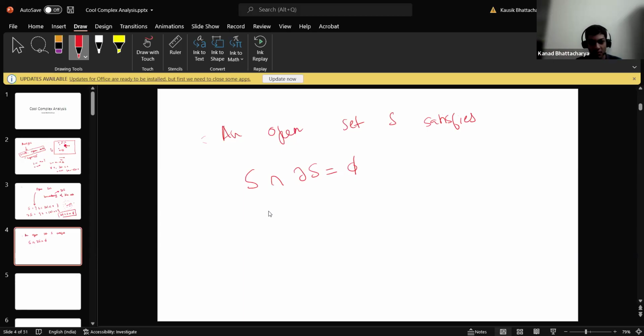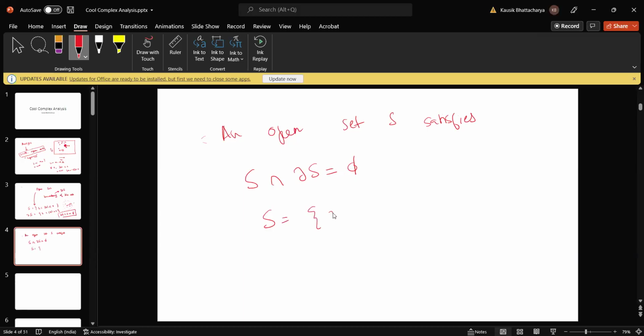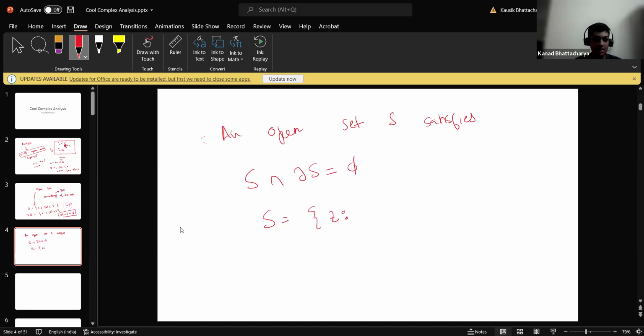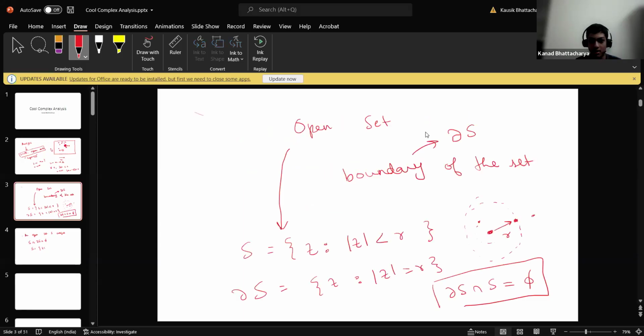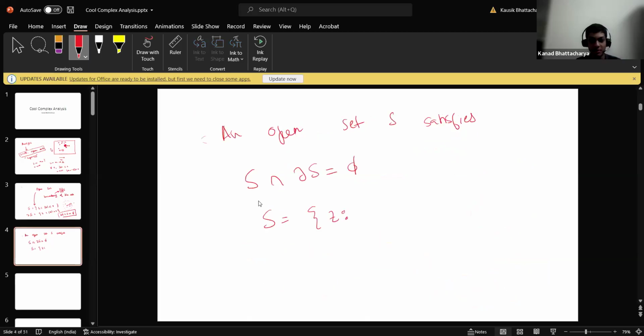Like for example, that's S, and this symbol denotes boundary. If you take this example, the boundary is nothing but this. If you just visualize it, the intersection is the empty set. So why is an open set so meaningful?